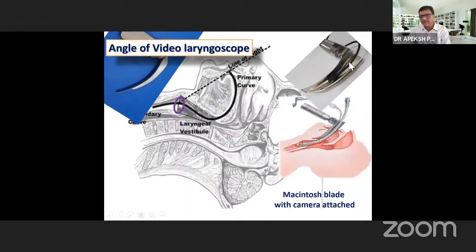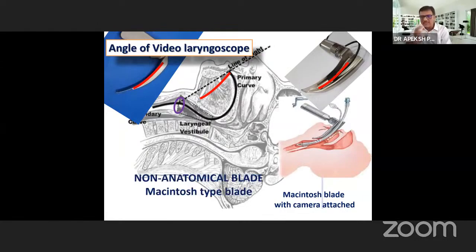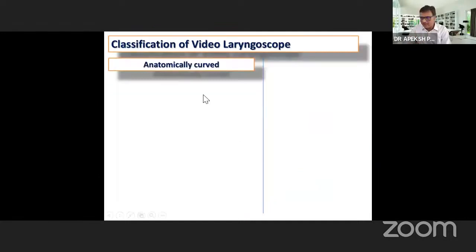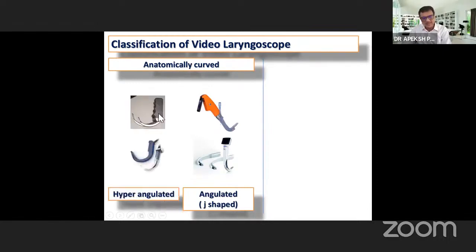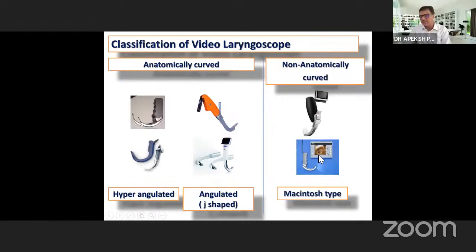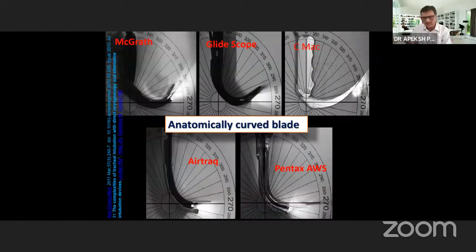But if you look at the Macintosh type video laryngoscope, when it's in situ, the curve is like this. So it's not matching with the primary curve of the oropharynx. It's called the Macintosh type of blade. It's a non-anatomically curved blade. So if you want to classify video laryngoscopes, they can be classified as anatomically curved blade, J-shape, that is with the King Vision, AIRTRAC, Pentax; and hyperangulated, which is the CMAC D blade or GlideScope hyperangulated blade; and non-anatomically curved blade, which is the Macintosh type of blade. So these are the differences between anatomically curved and non-anatomically curved blades. What difference does it make in clinical practice? We'll discuss that in a later part of this session.